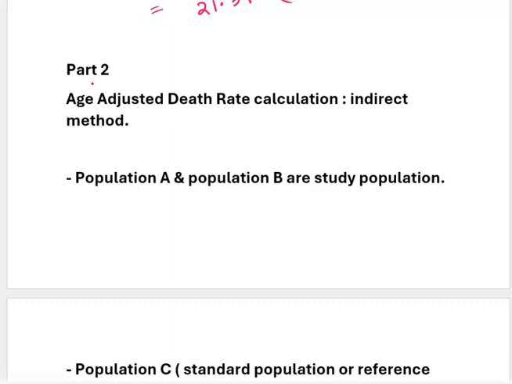We also have population C, which is a standard population. We use population C data to calculate age-adjusted death rate for populations A and B. Then we can compare which has more or less death rate.